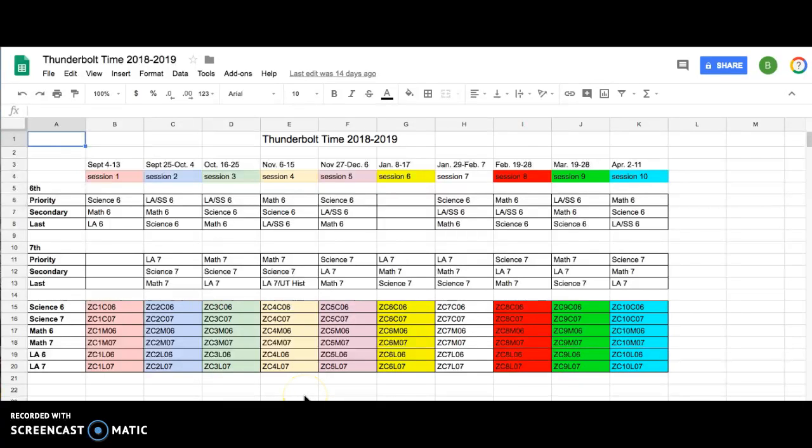So on this form, if you were to look at it, it is located in your teacher binder. It is also available online. But as you look at this form, it shows the dates that we're going to be having our Thunderbolt time.